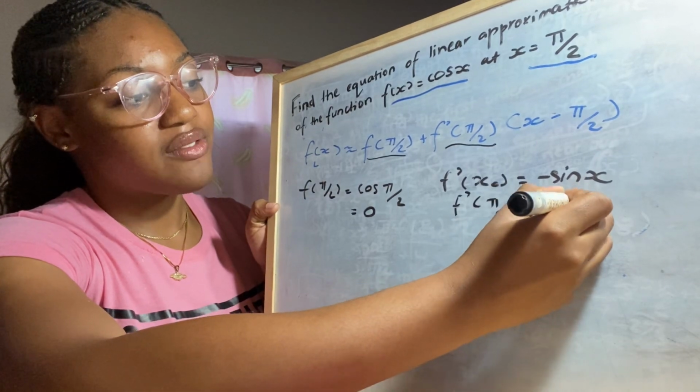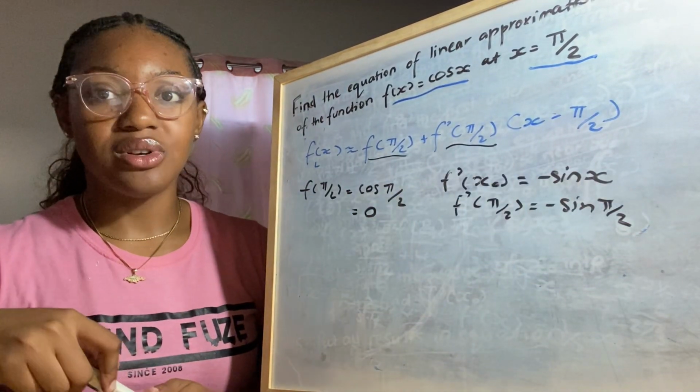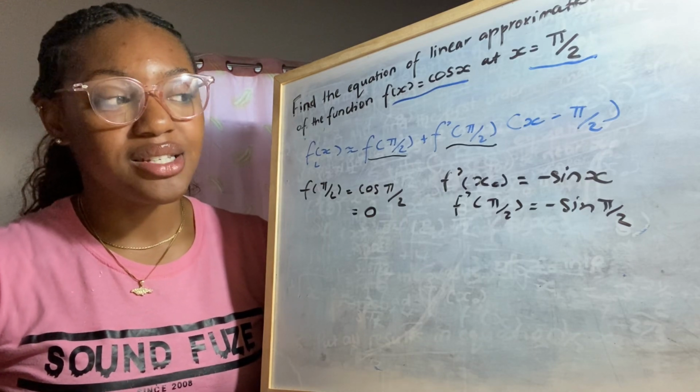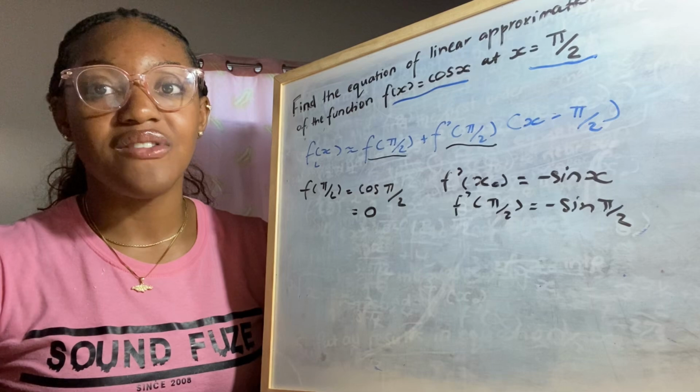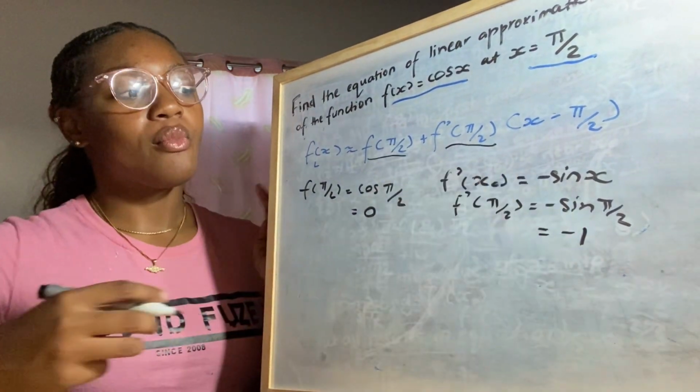So what is negative sine pi by 2? So sine pi by 2 is the same thing as saying sine 90. Sine 90 is 1. And since we have a negative sign there, we're just going to have negative 1. So this is equal to negative 1.